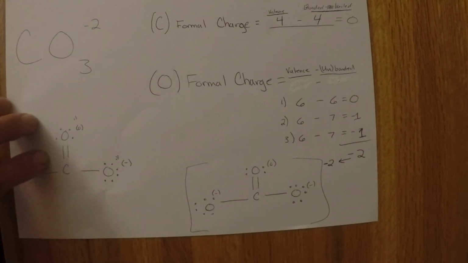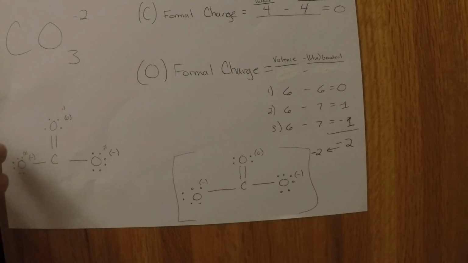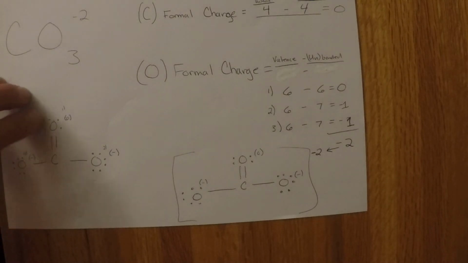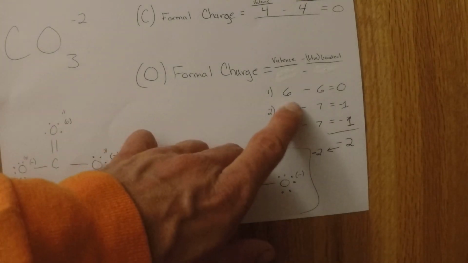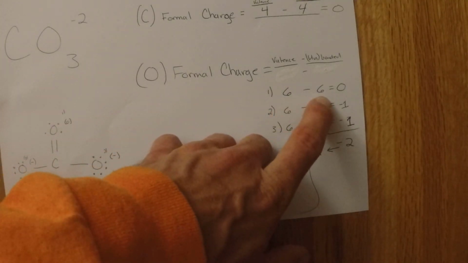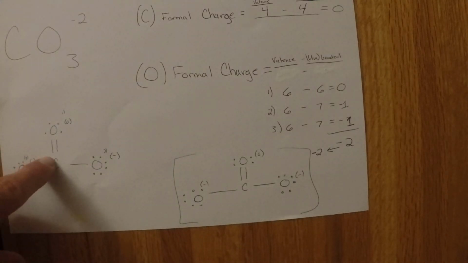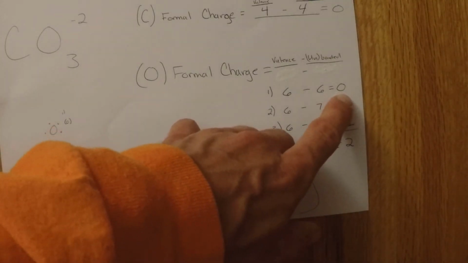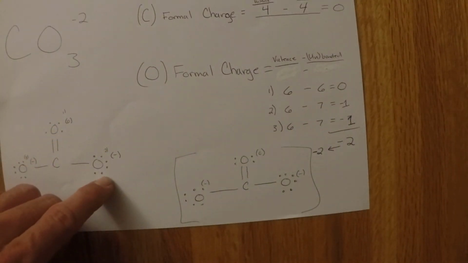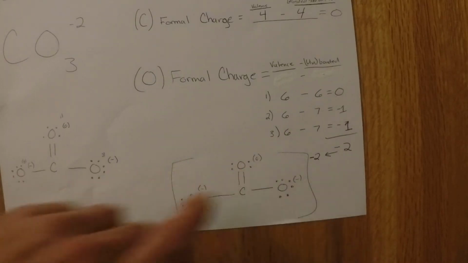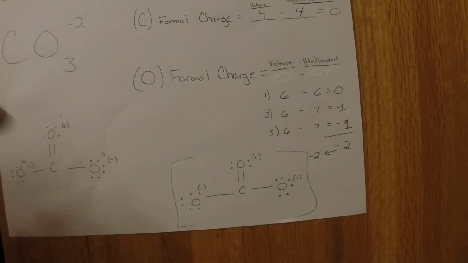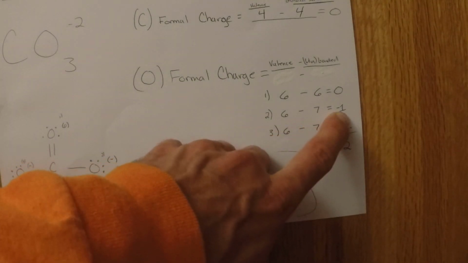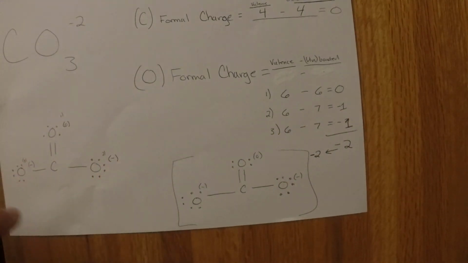Let's take a look at the double bond first. So this double bond, we can see it has 1, 2, 3, 4, 5, 6. Well, we know that it initially has 6 valence electrons, so that's 6 minus the 6, 4 unbonded and 2 bonded, is equal to 0. So then we move on to our second oxygen. That second oxygen has 1, 2, 3, 4, 5, 6, 7. Well, that runs into a problem because our 6 minus our 7 gives us a -1. Well, it's a -1 charge.